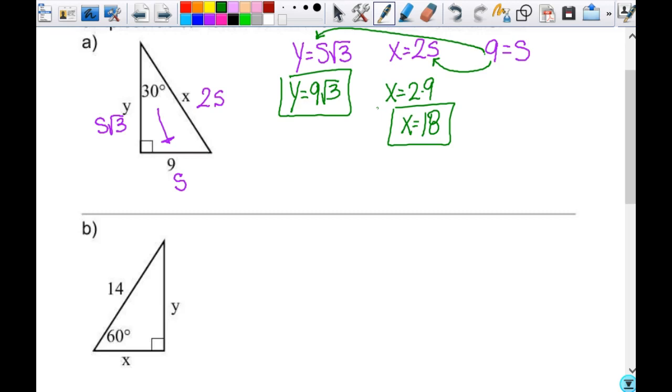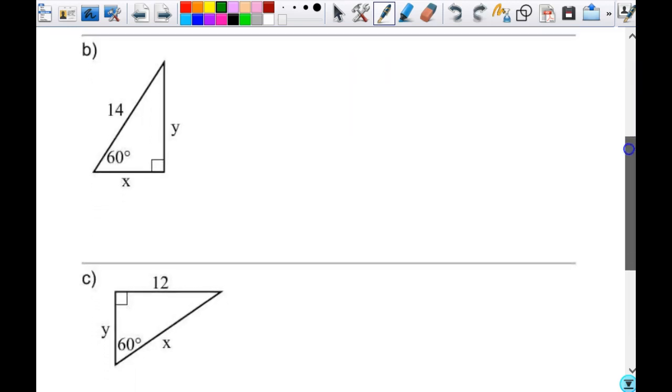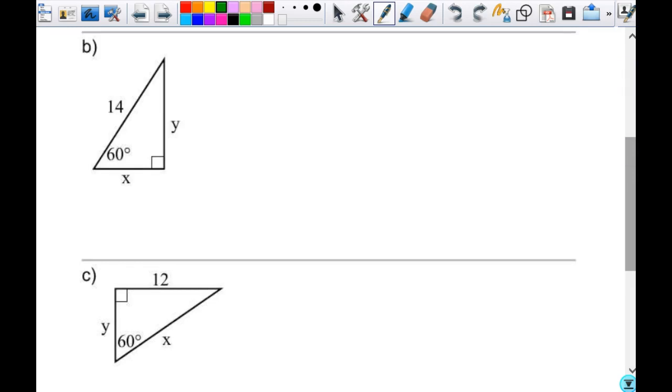So go ahead and label this next one with your s, 2s, s square root of 3. Just get it labeled, and that's it. And then we'll make sure we're all labeled right. Move on.